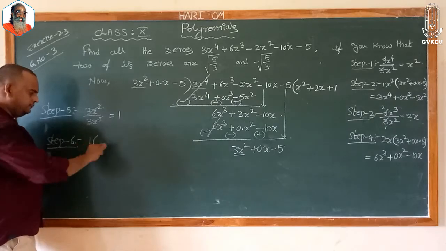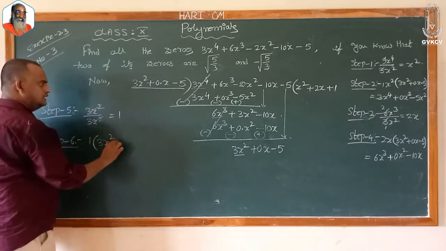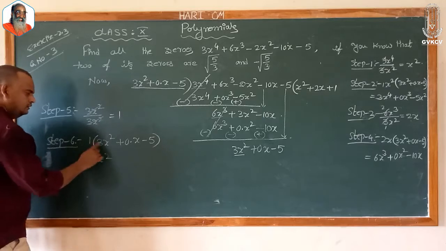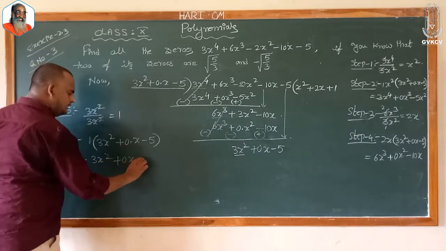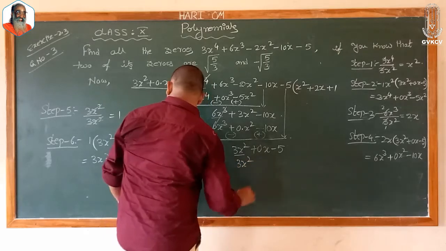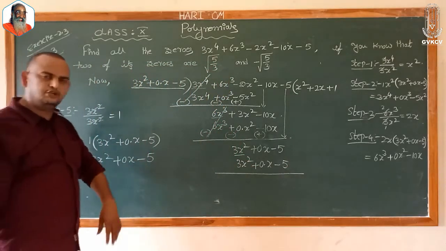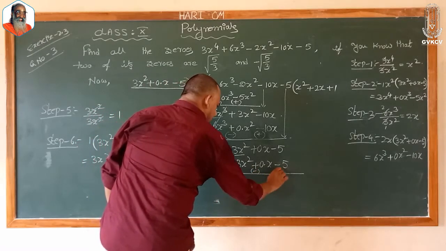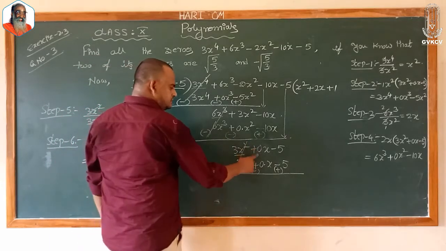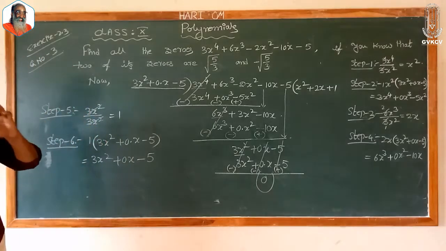With this quotient 1, we should multiply the divisor, means 3x square plus 0 into x minus 5. So 1 into 3x square, 3x square, 1 into 0, 0 into x, plus into minus, minus 5. Now let us write here 3x square plus 0 into x minus 5. Now changing of signs again. Minus, minus, plus. Plus 3x square minus 3x square cancel. 0 minus 0 cancel. Plus 5 minus 5 cancel. What I have? We have the remainder is 0.